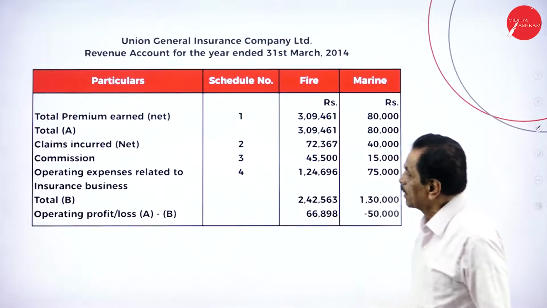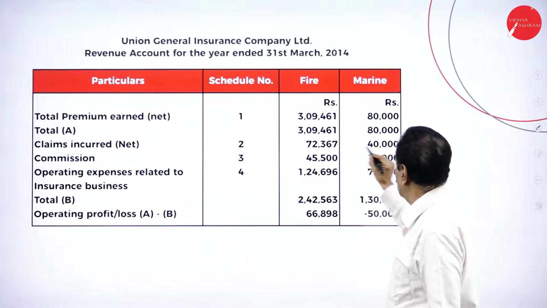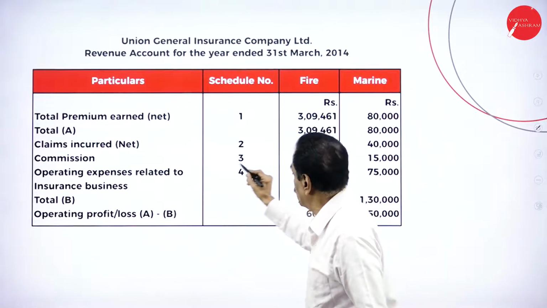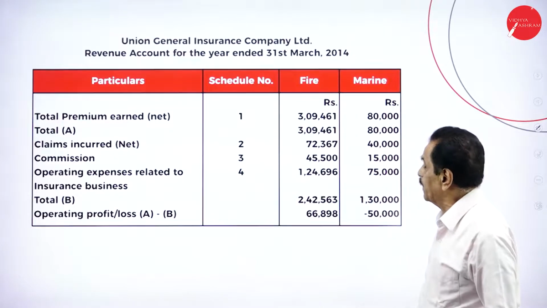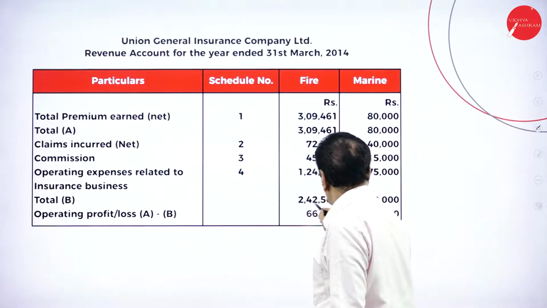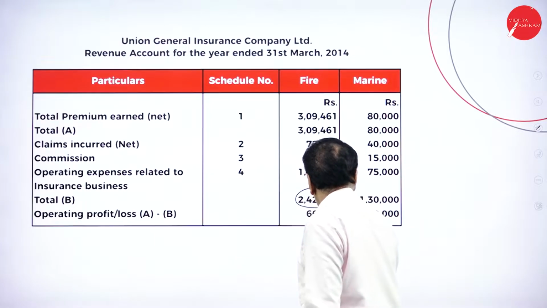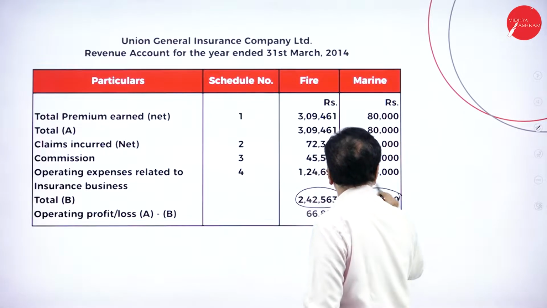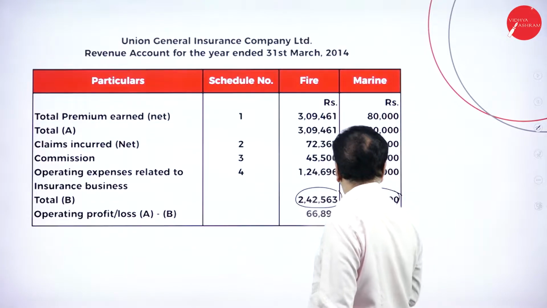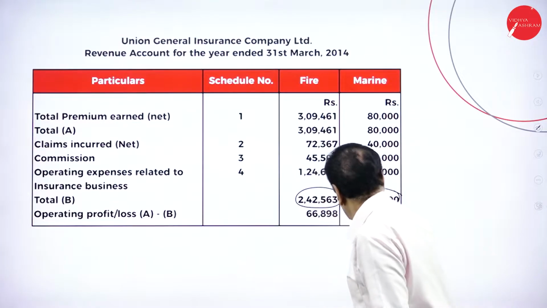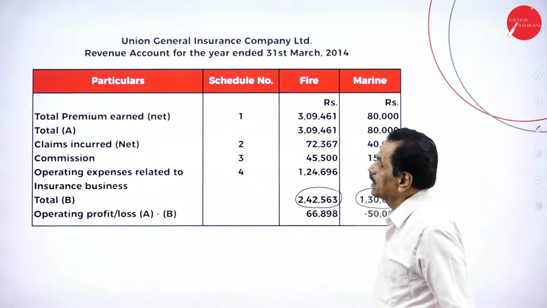Then claims incurred, net amount 72,367. Schedule commission number 3. This is schedule number 3. 45,500, 15,000, 1 lakh. If you add, it is 2,42,000. 563, 1,30,000. So bring out the difference here. If you deduct, it is minus 50,000. This is the deficiency. This is the surplus.